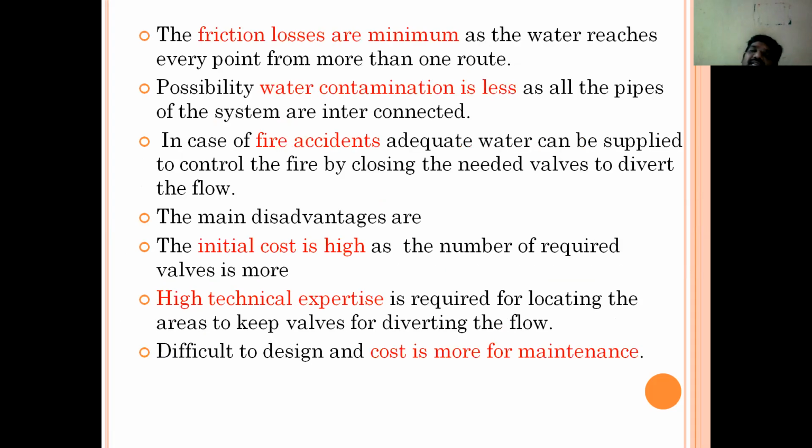And one more thing, friction losses are minimum as the water reaches every point from many locations, or from more than one route. So water contamination is less because the water is circulating continuously. And during fire accidents, we can meet the requirement by keeping the valve off. See here, the disadvantage is the initial cost is high, and the number of valves has to be fixed to control or regulate the flow. Highly technical expertise is required, it is difficult to design, and the cost is more for maintenance.